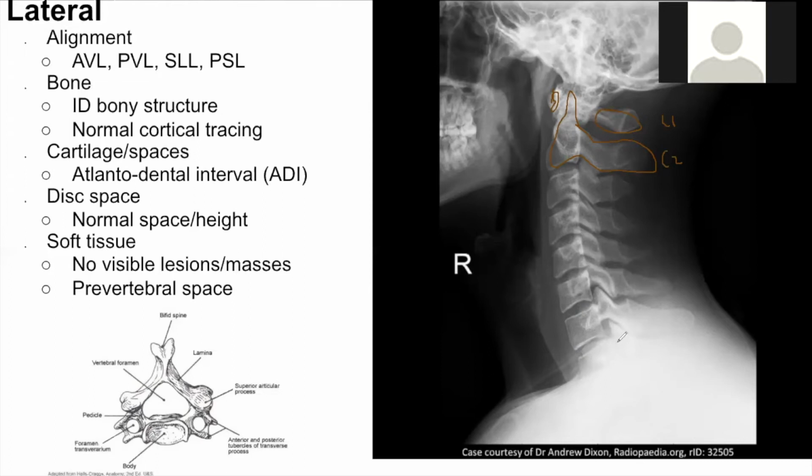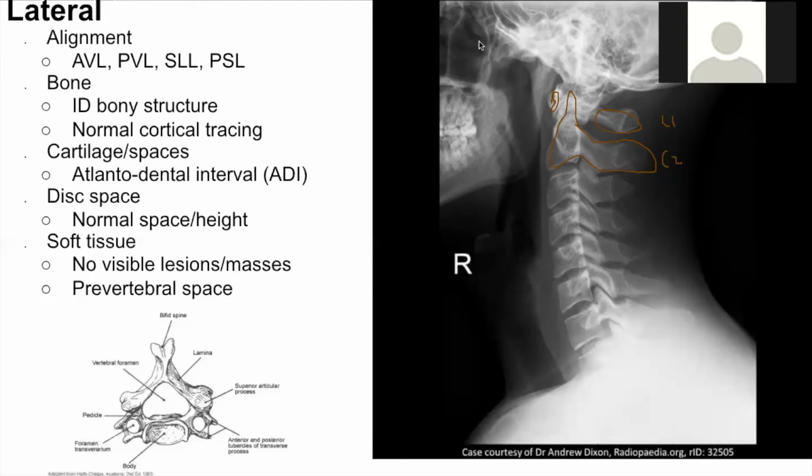The way we actually get T1, we can order a swimmer's view, in which we put an arm up above the head. That brings the shoulder down, exposing T1. All right, we'll move on. Sorry, I think it's important to make sure that you are able to see T1. It's really important to have that. Next, we'll look into cartilage and spaces here.